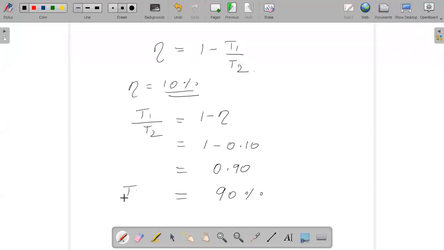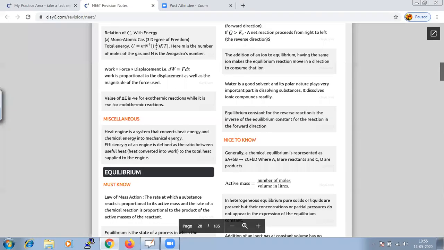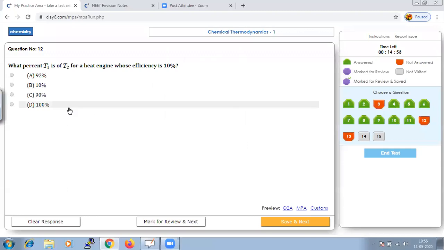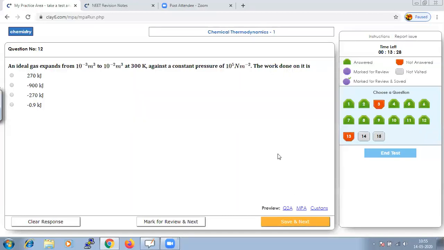But this is the value of T1 by T2. It is a ratio. T1 by T2 is equal to 90%. That means T1 is equal to 90% of T2. Let's see if we have it in the options. Yes, 90%, because what percentage T1 is of T2? Do remember, they may change this T2 to T1 if they ask for the reverse ratio. Accordingly, we should answer it. But here it is T1 to T2, so it is 90%. Let us save that and go to next question.